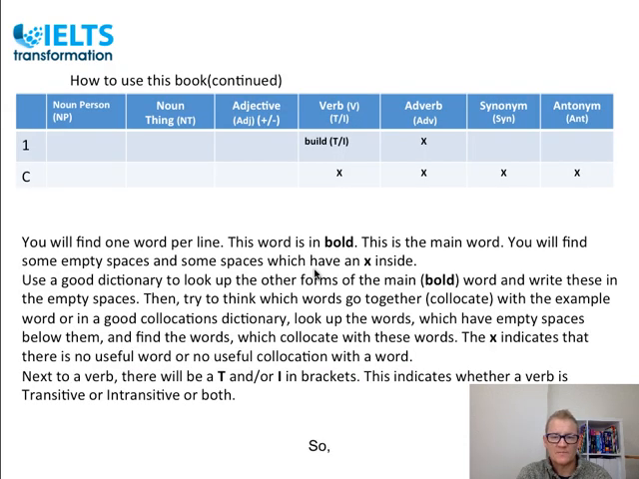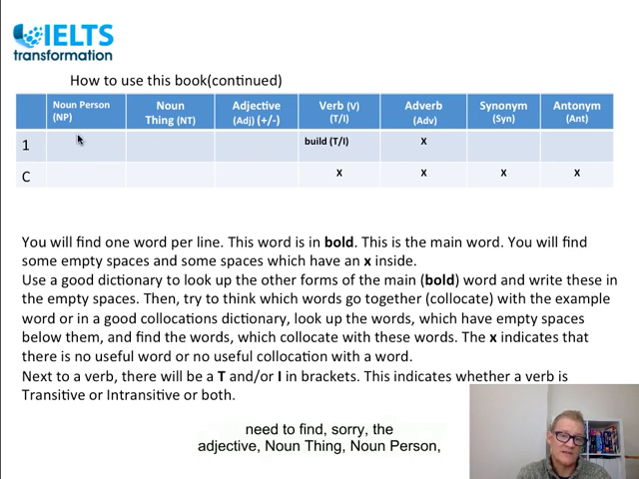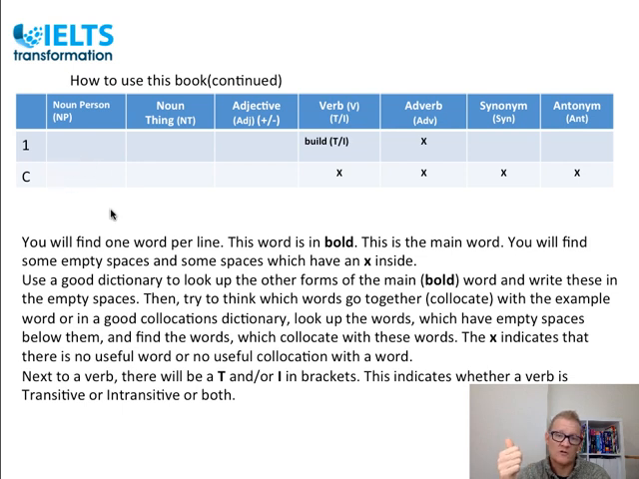Okay, so first we've got the verb. In the book, you're going to get one word. It looks like this. You'll get a word like that, and then we need to find the adjective, noun thing, noun person. Think of a synonym, think of an antonym, think of any collocations. So for example, noun person, builder, person who builds. Collocations: a local builder, a reputable builder, a good local builder, a reputable local builder. Fantastic collocation.